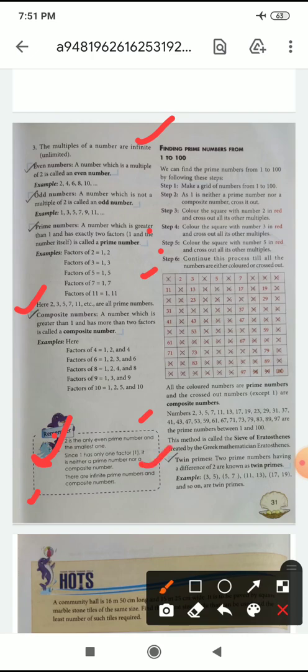Then comes to twin primes. What are twin primes? Two prime numbers having a difference of 2 are known as twin primes. For example, 3 and 5, 5 and 7, 11, 13, 17, 19 and so on are twin primes. Children, both are prime numbers and their difference 5 minus 3 equal to 2. So, these are known as twin prime numbers.